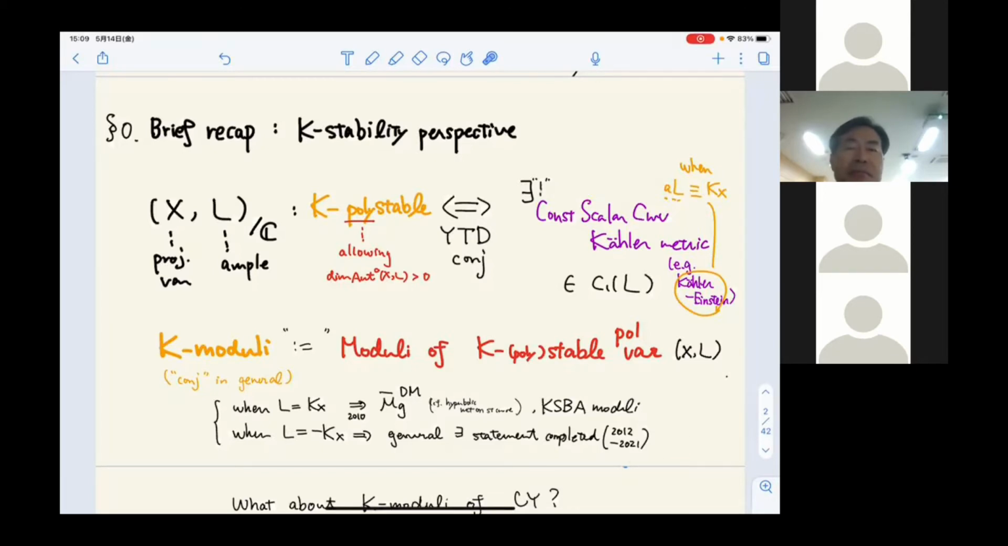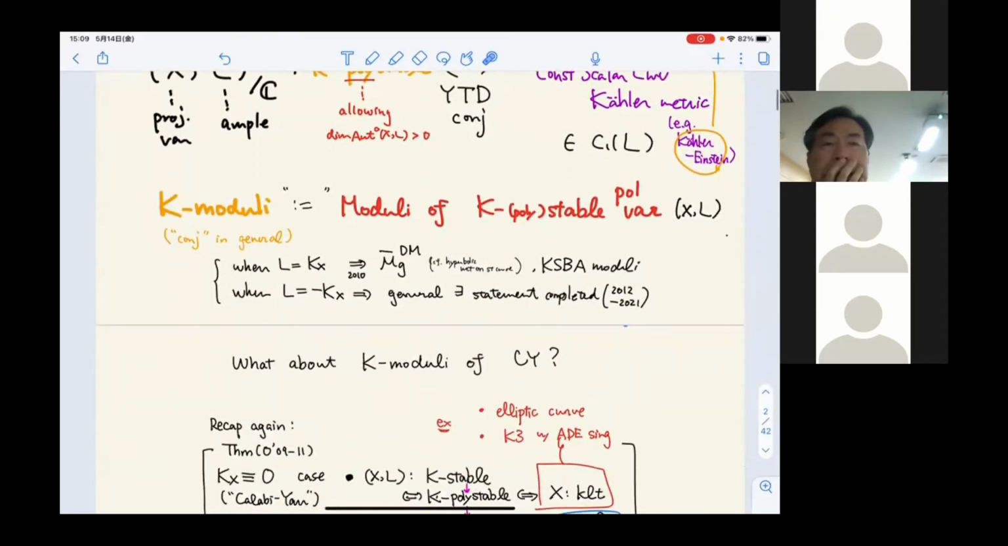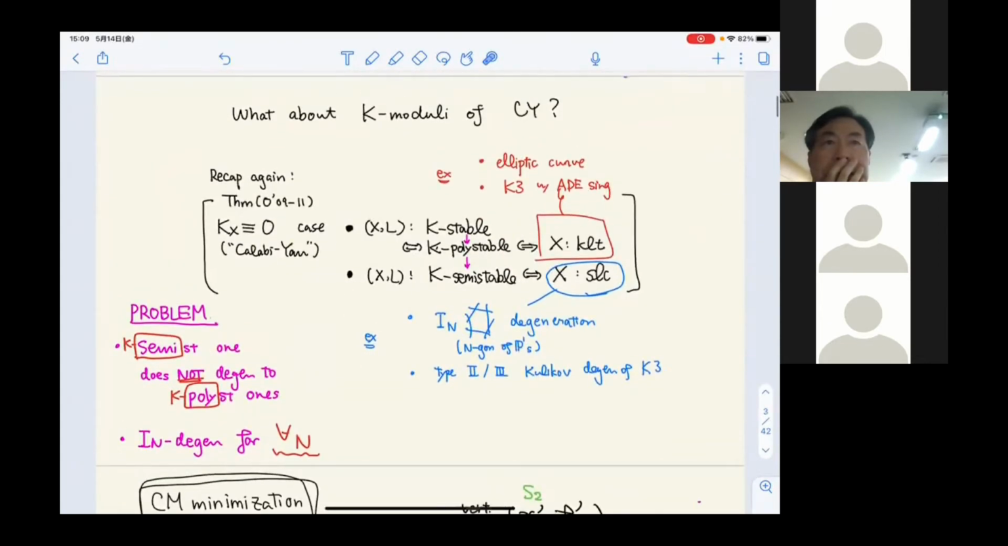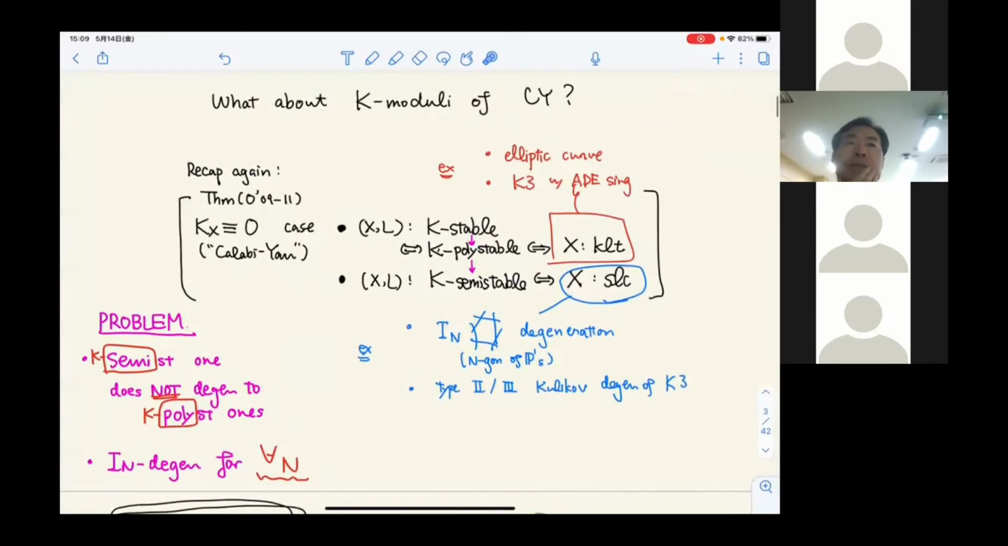But in the general case, it's far better understood. So the Kerenstein case is more or less settled. But here, as you see, this is missing the case when A is 0, which is nothing but the moduli of Calabi-Yau case. That is what we want to discuss.